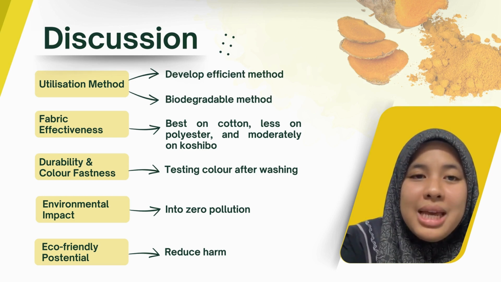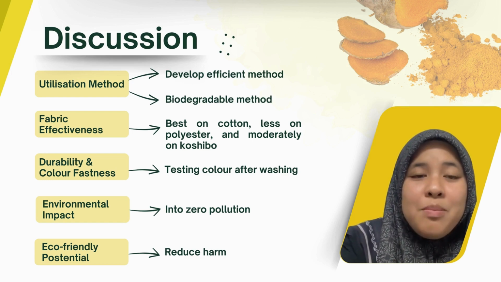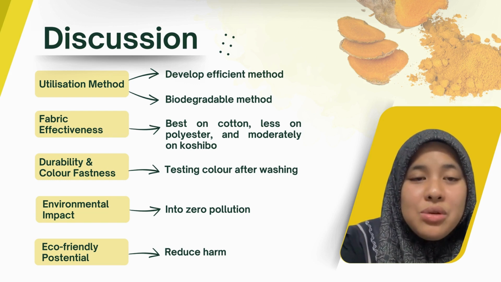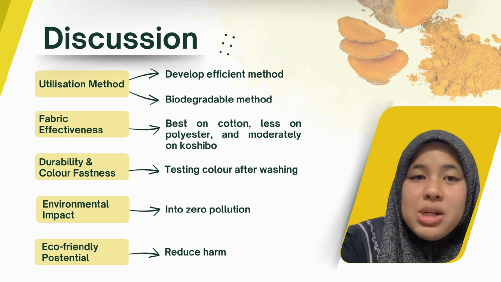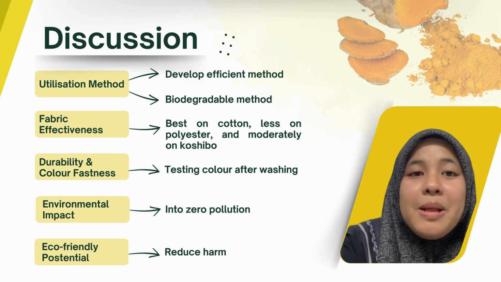This proves that turmeric dye is highly compatible with natural fiber, making it an excellent choice for sustainable textile application. Our testing revealed that turmeric dye produces vibrant and long-lasting colors that are resistant to fading and washing. This durability enhances its potential for practical use in industries where color quality and longevity are crucial. One of the key achievements of this project is its environmental impact. Turmeric dye is biodegradable, making it a safe and eco-friendly alternative to synthetic dyes, which often contribute to pollution. This aligns perfectly with the global push for sustainable practices.